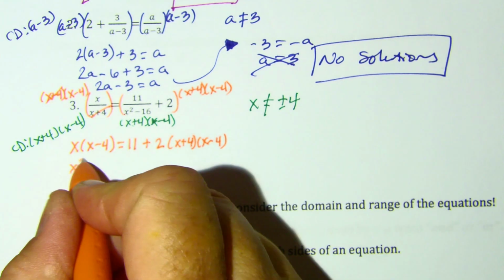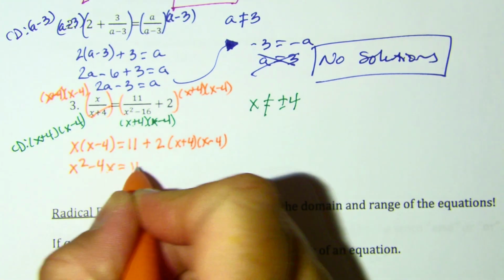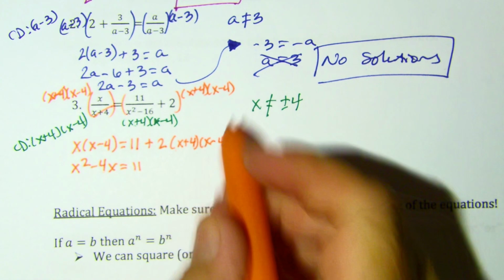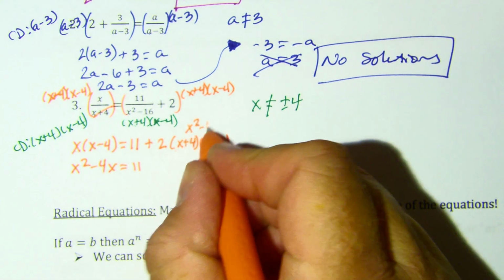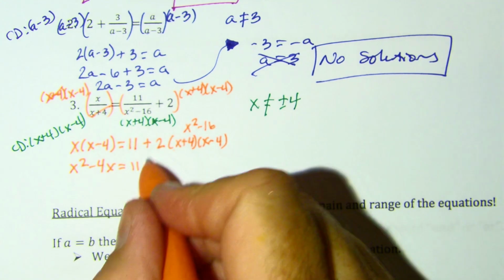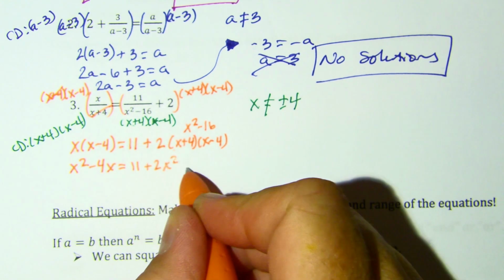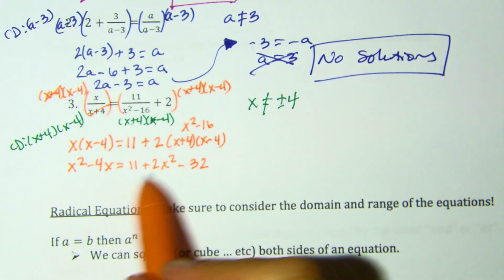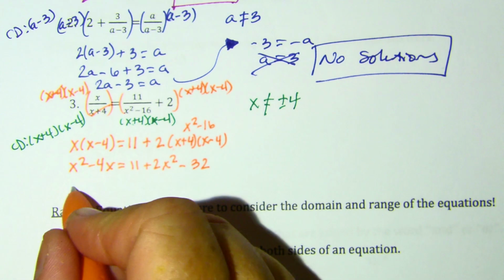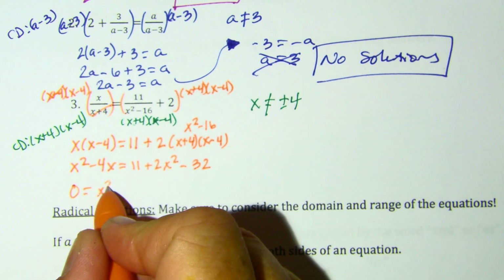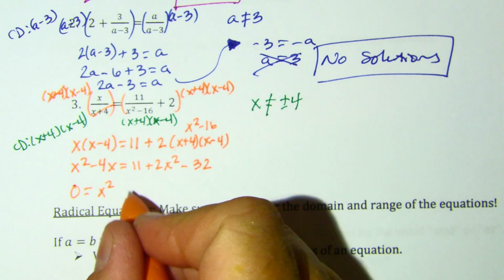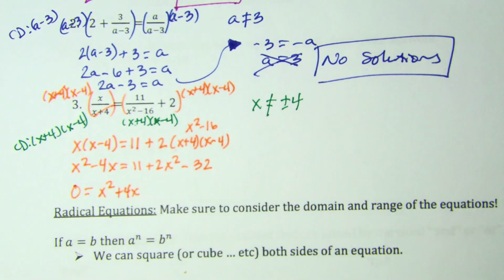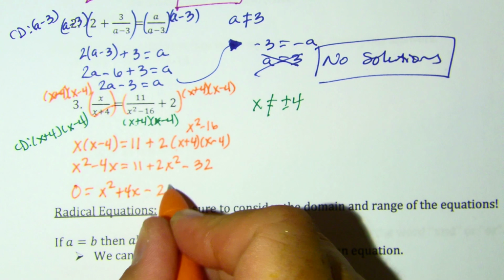Multiplying these out, I have x squared minus 4x equals 11, and then this right here is really just x squared minus 16. That's what we saw here. So distributing the 2 to that, I have plus 2x squared minus 32. I want to get everything onto one side set equal to 0 so that I can solve this quadratic equation. So getting this x squared over on the side, adding the 4x, I have 0 is equal to x squared, and then plus 4x. And then 11 minus 32 is -21.